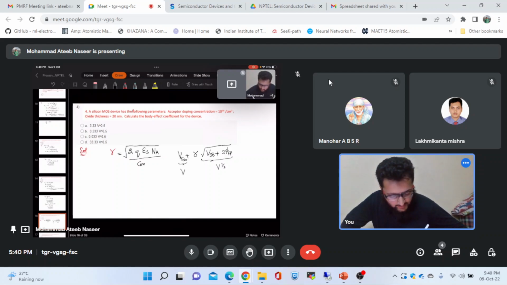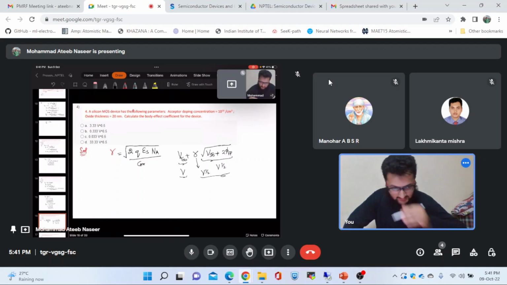So we simply have to check the units of this by saying that this will have the units of root of volt, because we can add quantities having the same units only. We have to add volt with volt. So we are not even going into the dimensionality check for this. We didn't go for the units of Na, epsilon s, q, Cox. We didn't go for their units.